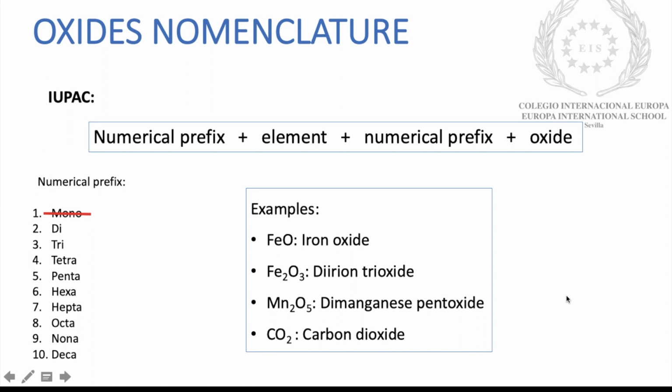The oxide nomenclature is very easy, okay? You can follow the subscripts and that's it, okay? And then at the end, the word oxide. These compounds are very easy. You are going to do it very well. I don't have any doubt.